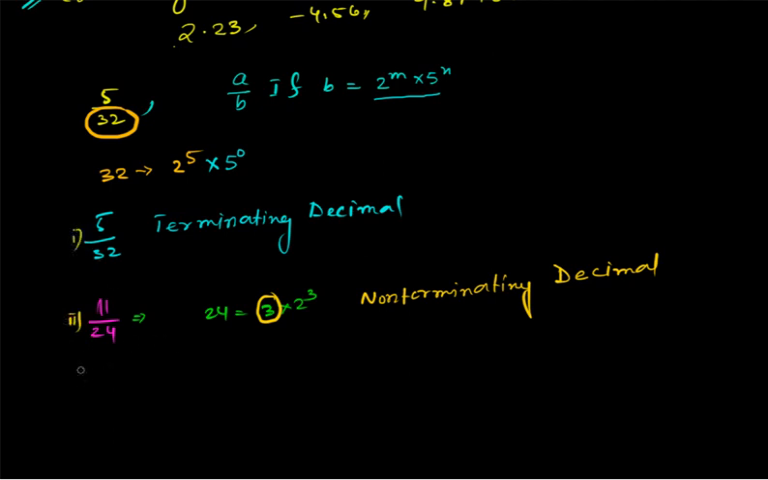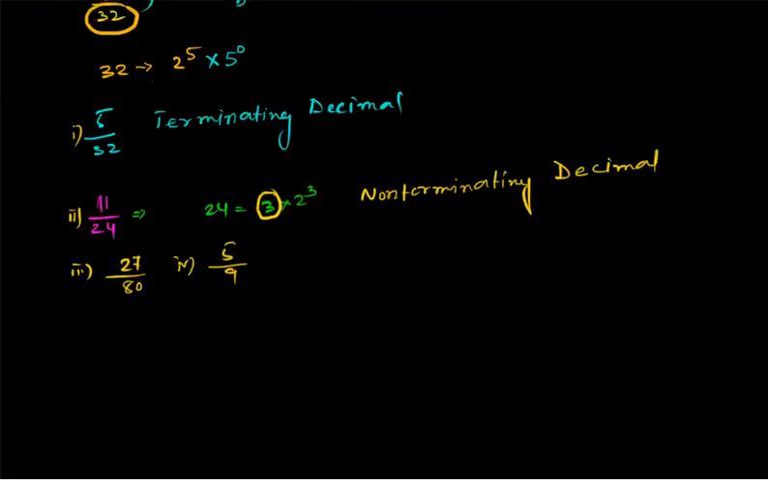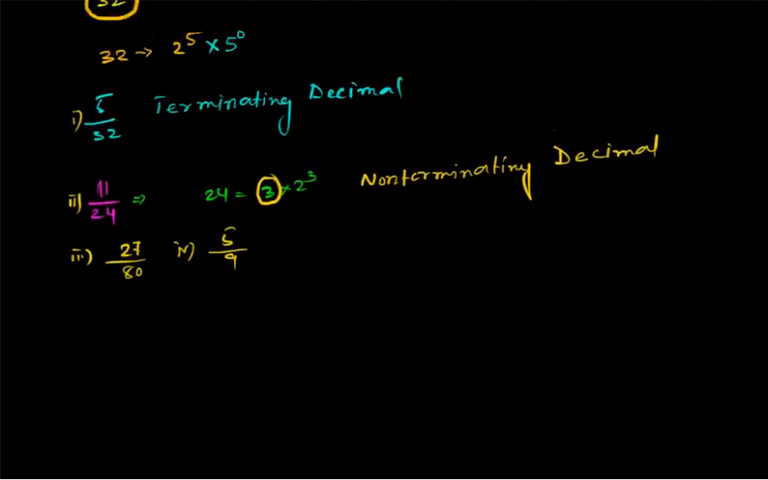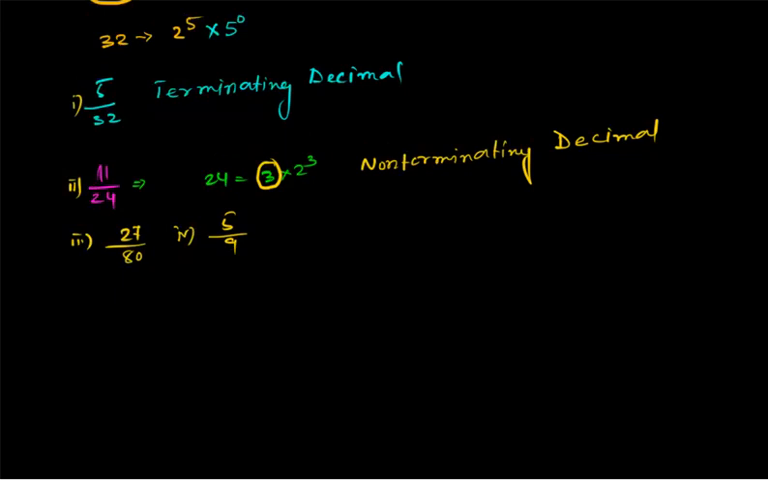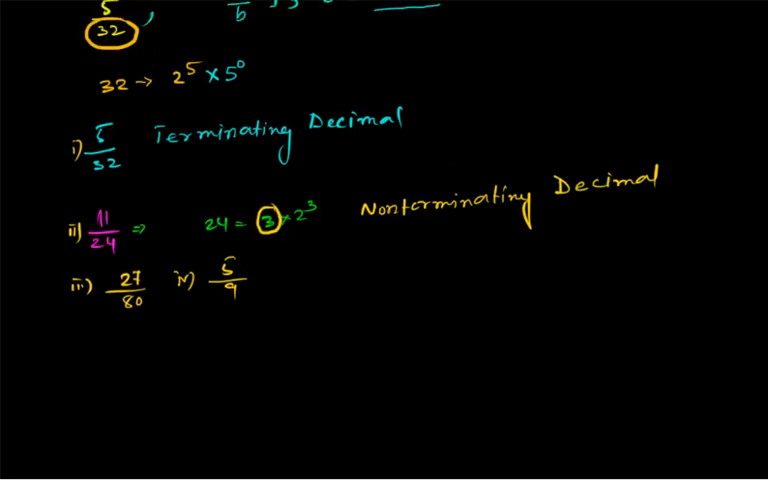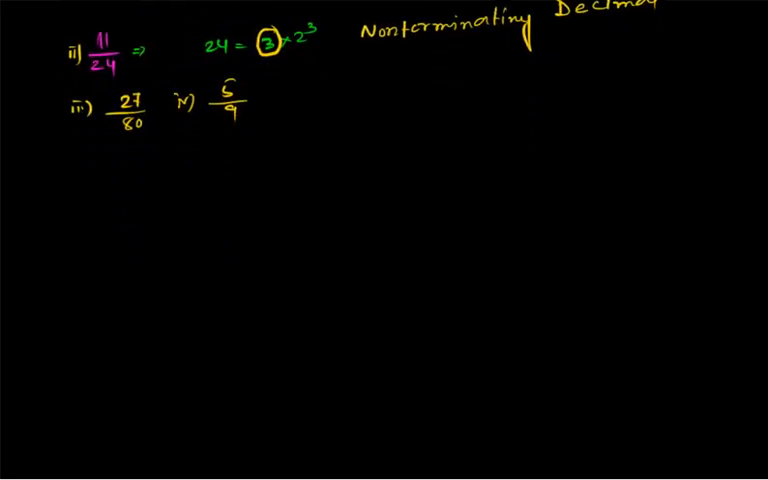Okay, so you guys try two other numbers, say 27 by 80, and the fourth one 5 by 9. Pause the video, find the answer, and then resume the video and write down the answer in the comment section. If you have any other doubt, you can even ask me in the comment section. I will always be looking for your comments. So that's terminating and non-terminating. This is how we can determine without long division the terminating and the non-terminating decimal.